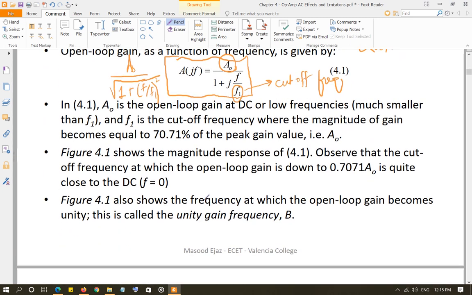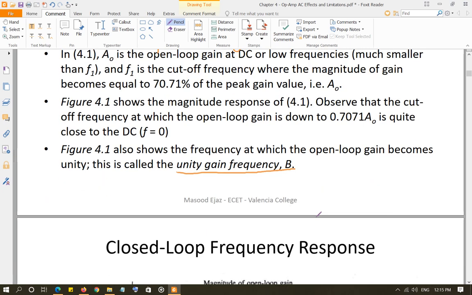Okay, now there's a frequency which is called the unity gain frequency, and the unity gain frequency is when your open loop gain becomes equal to 1. Open loop gain becomes equal to 1. That's the unity gain frequency, and that unity gain frequency is going to be used very frequently. So remember what the unity gain frequency is.